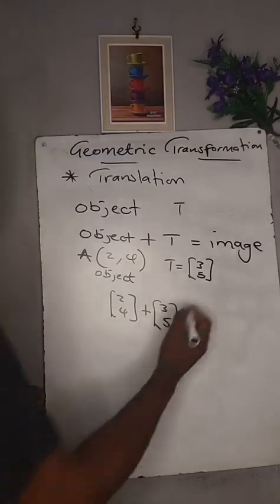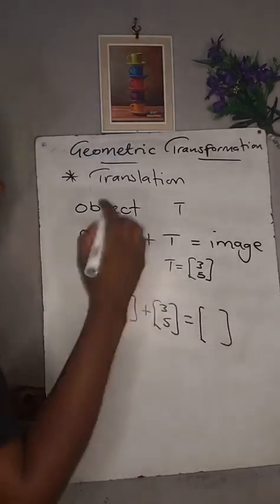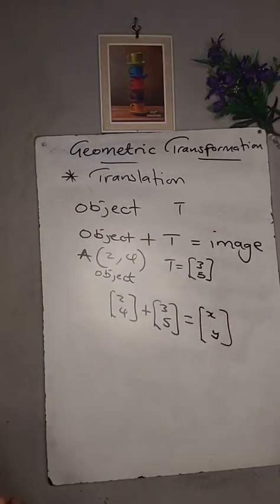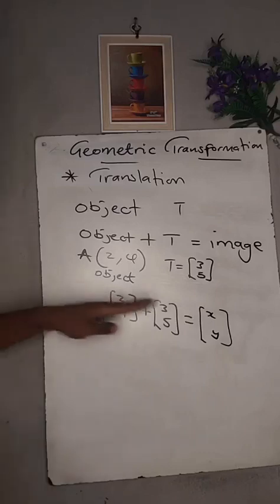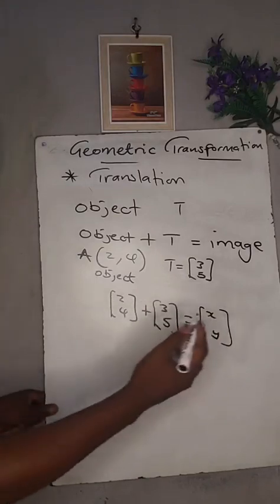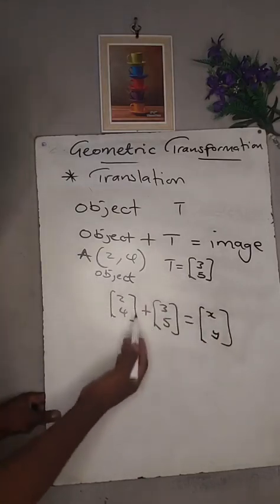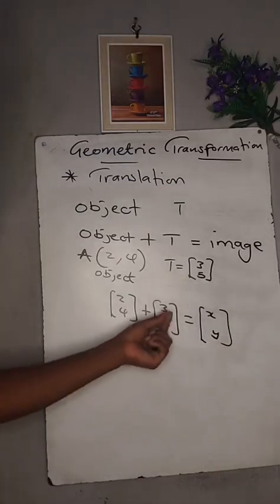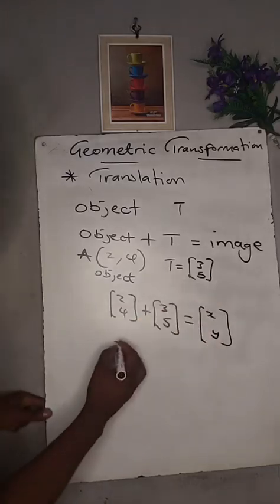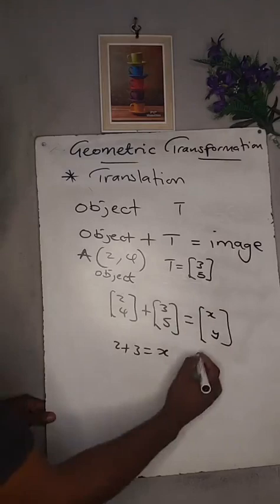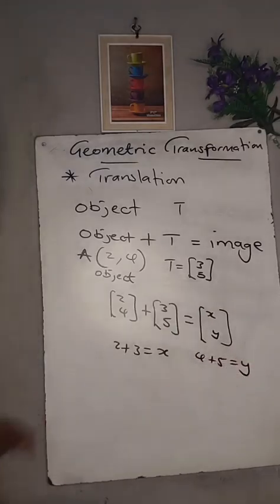All right. So how do I find that image? So that image should have an X and Y, those coordinates. If I'm to find the value of that X, I'm going to take the corresponding values, because this 2 is the value on the X-axis, and that 3 is also on the X-axis. So I'll say 2 plus 3 is equal to X. Then I get the corresponding values for Y. So it will be 4 plus 5 is equal to Y.